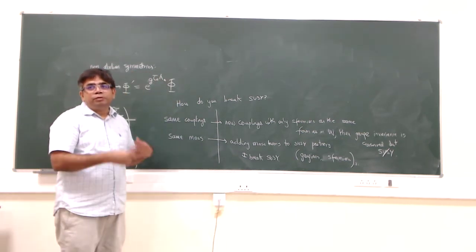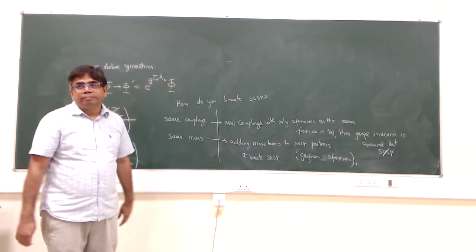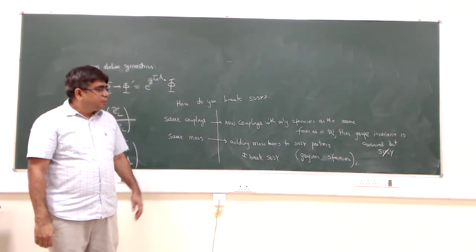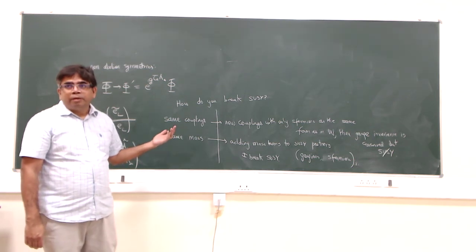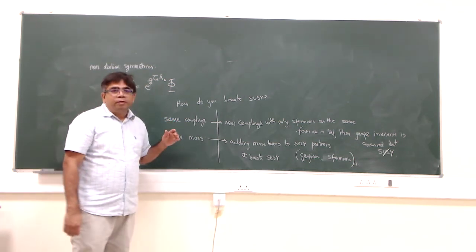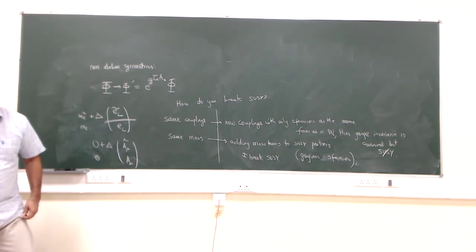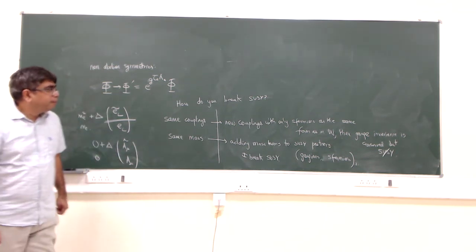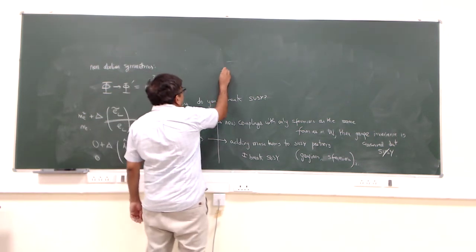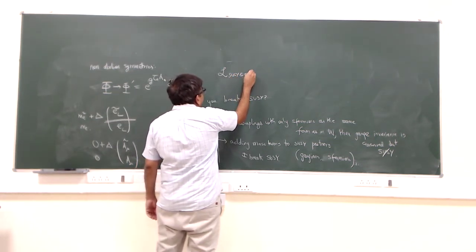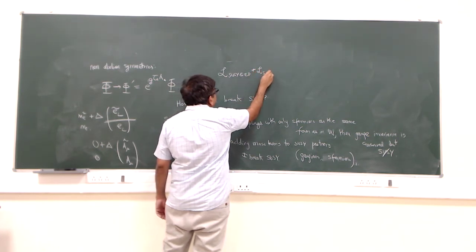Say, for example, in SUSY QED, how do you break supersymmetry? Let's take the example of SUSY QED. Now with this philosophy, what are the terms you can add to the Lagrangian which can break SUSY QED? L SUSY QED plus SUSY breaking.